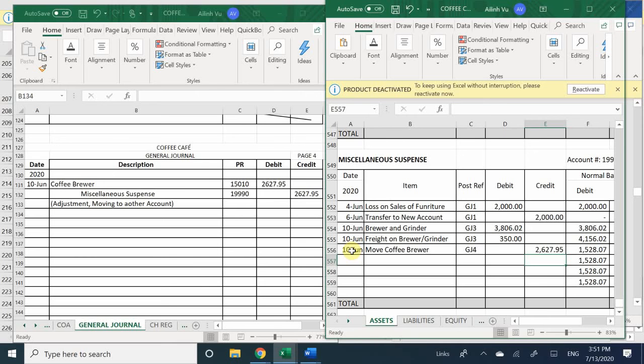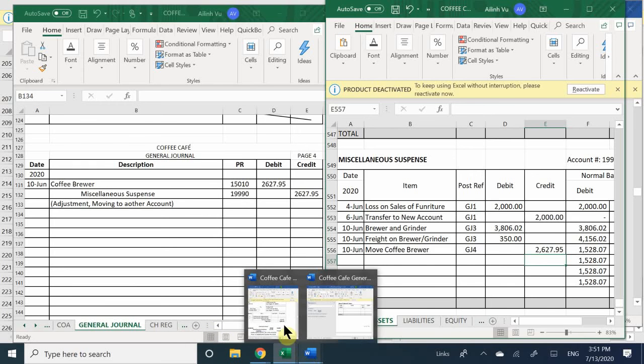We've already updated our coffee brewer. Okay, we have a total of $4,000 in there. And that is it for this transaction. So now we just go back to our scenario and see what happens next.